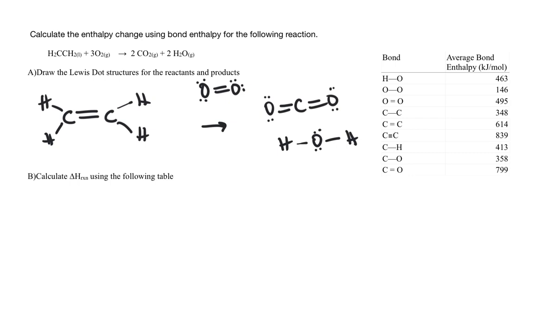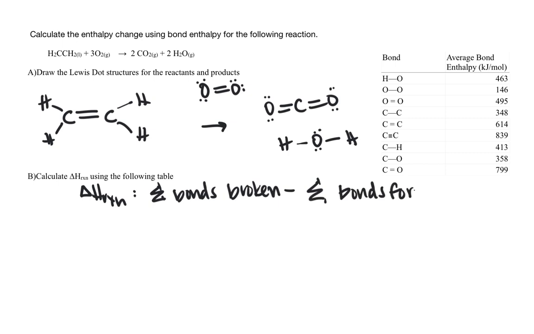So when we look at this, we want to remember that delta H reaction is equal to the sum of the bonds broken minus the sum of the bonds formed. And so you don't need to remember these numbers, they will be provided.